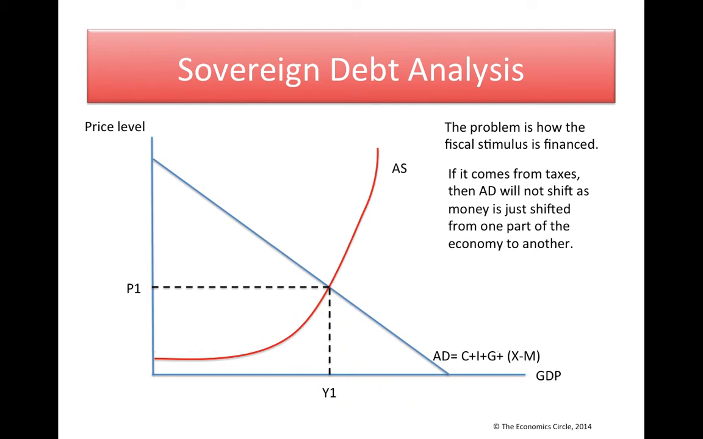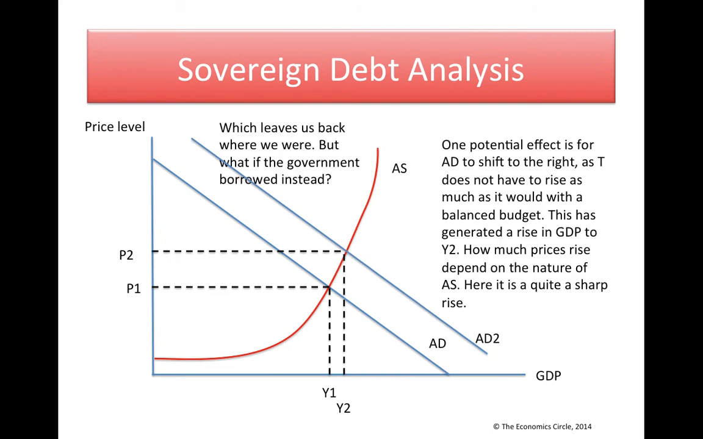So the politicians' dream of being able to finance economic growth through spending more money, but by raising taxes and balancing the budget, just sort of evaporates in front of our eyes. So what happens if the government were to borrow money instead?